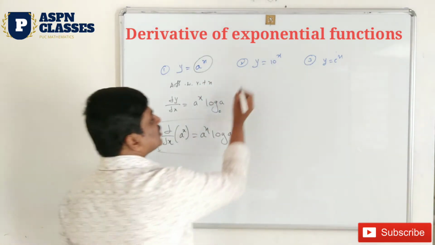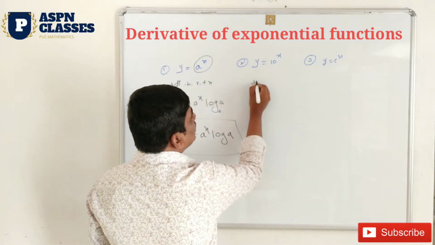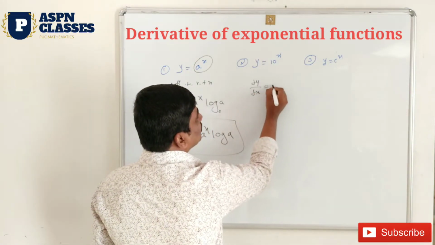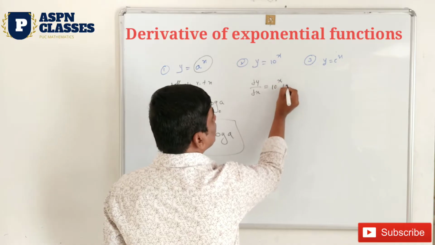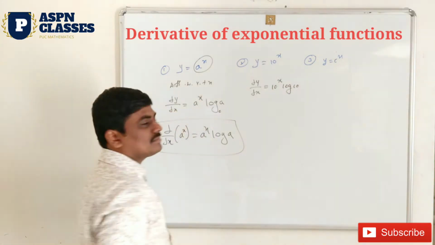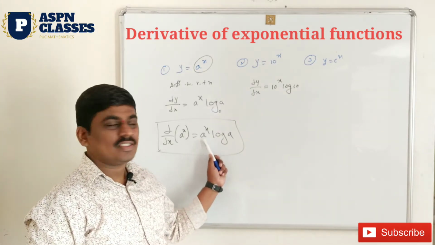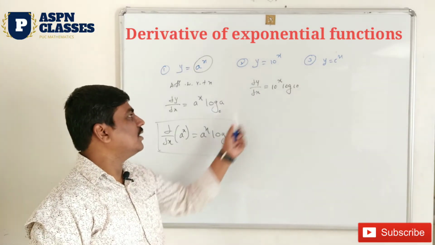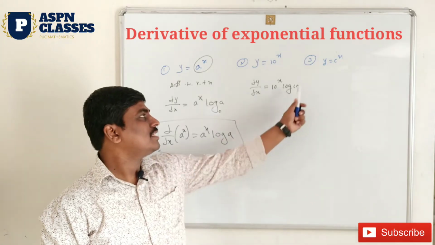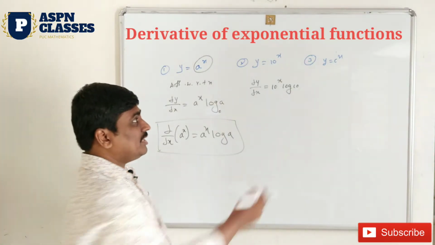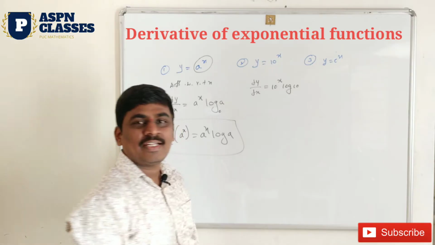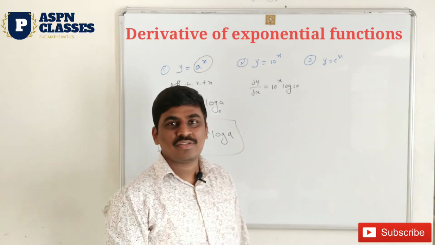If you take the differentiation of 10 raised to x, again here also dy by dx is equal to, here also simple, 10 raised to x log of 10. So you have to write it here as it is. A is the constant, you have to write it first as it is, then log of a, in the place of a write 10. And similarly for e raised to x, already you know that the differentiation of e raised to x is e raised to x only.